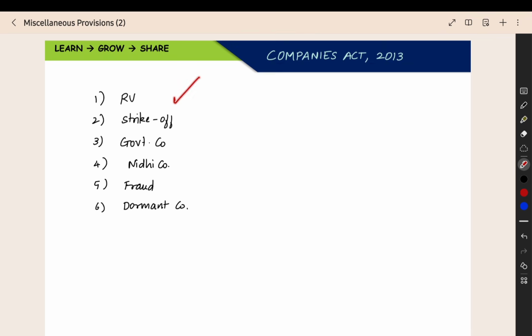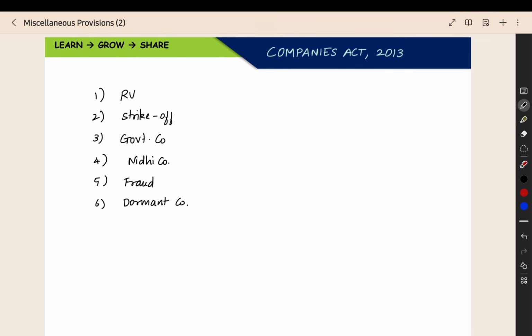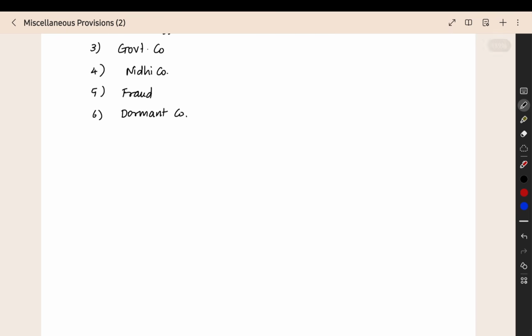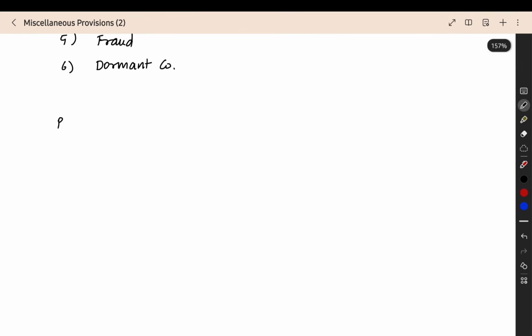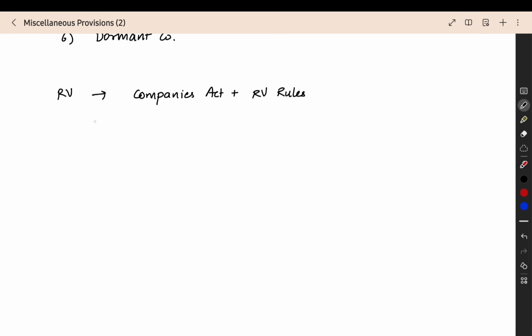So first we can start with the registered valuer. So now who is a registered valuer? A registered valuer is a valuer who is having a certificate of registration with the authority. So when you take the registered valuer, we are having the provisions in the Companies Act, along with the registered valuer rules. These two we are having the provisions for the registered valuer. Now here, a registered valuer should have a certificate. Like we can write in short form, certificate of registration with the authority.